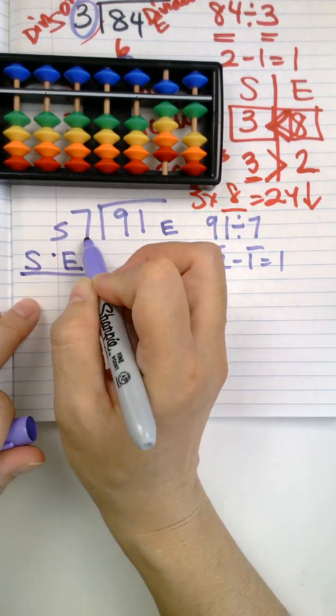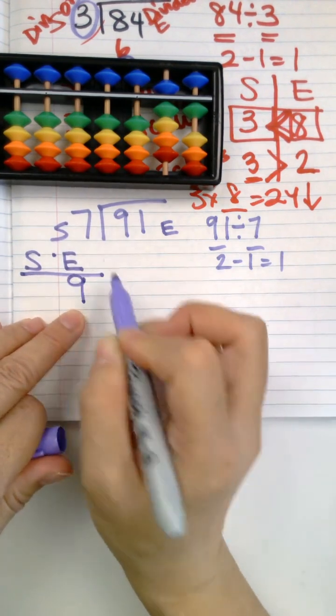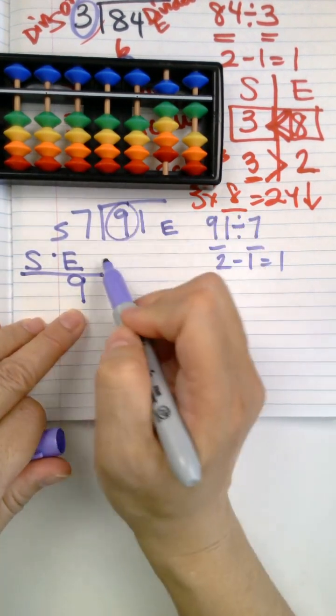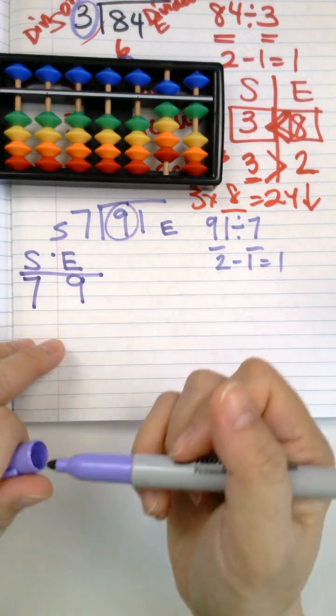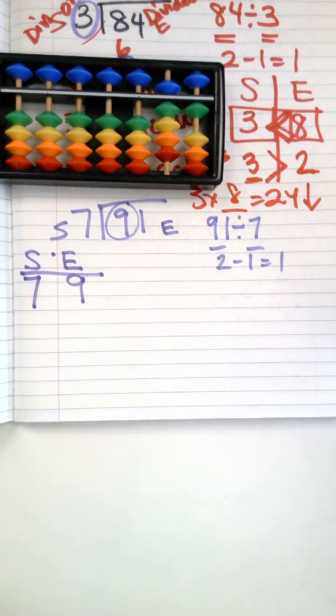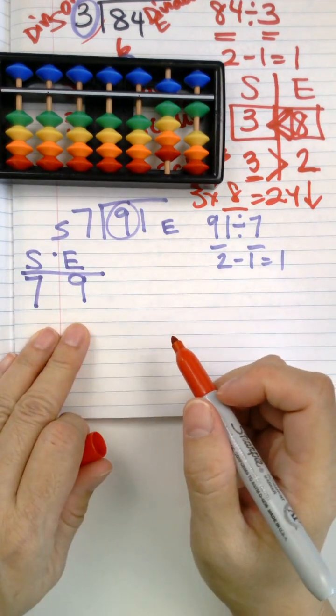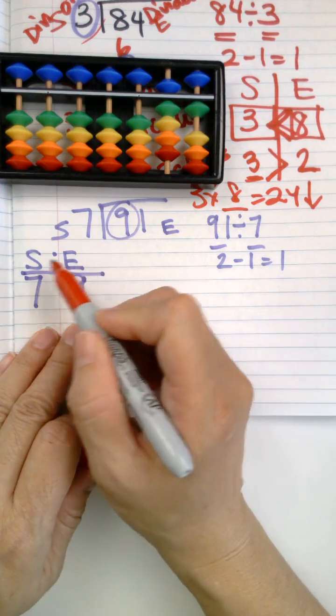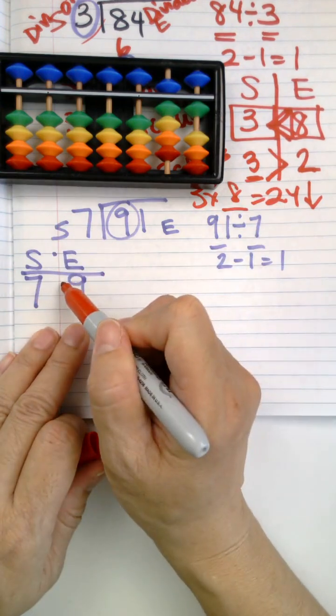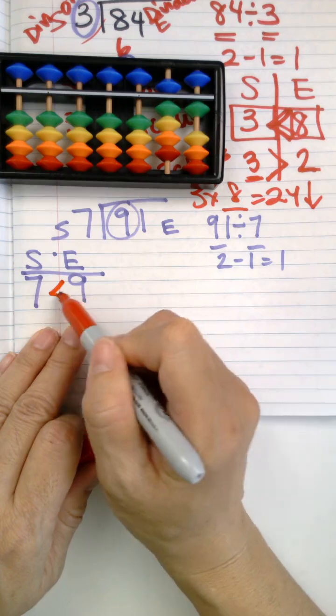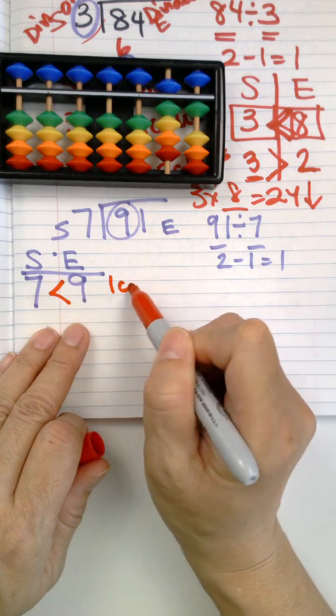So my dividend is 9, right? My dividend is 9. My divisor is 7. So who is bigger? My dividend or my divisor? Yes, Lady E. So my dividend is bigger. So when my dividend is bigger, this is one column.